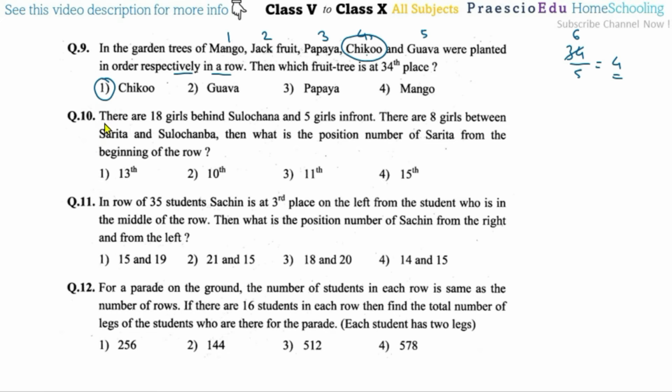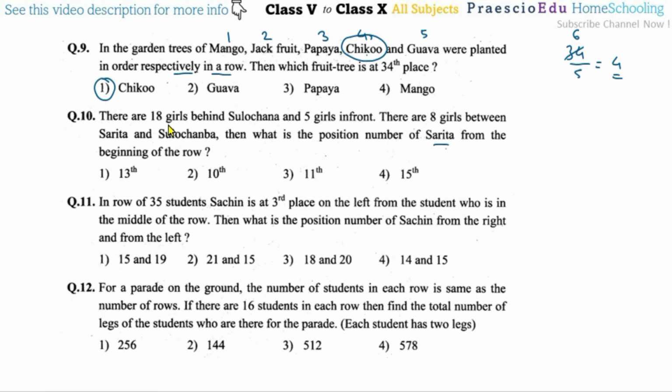Then question number 10: there are 18 girls behind Sulochana and 5 girls in front. There are 8 girls between Sarita and Sulochana. Then what is the position number of Sarita from the beginning of the row?